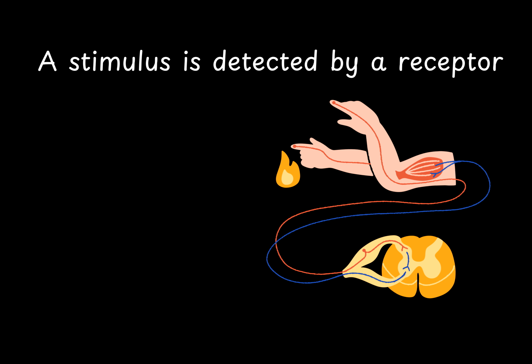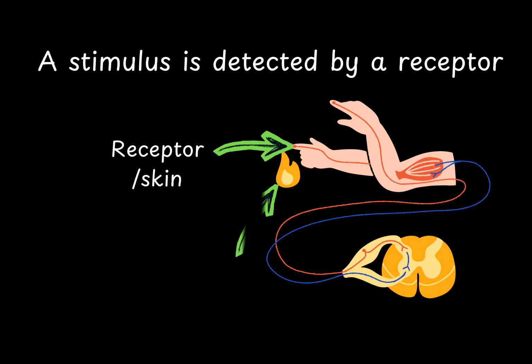The first point you need to write down is that a stimulus is detected by a receptor. Students, you must use the key scientific terms when you are writing a response. So let's identify the receptor and the stimulus. The receptor is right here, and that is the skin. Remember, the receptors are found in the sense organs, and the skin is an example of a sense organ. The stimulus would be the flame right there, and so the stimulus would either be pain or heat.